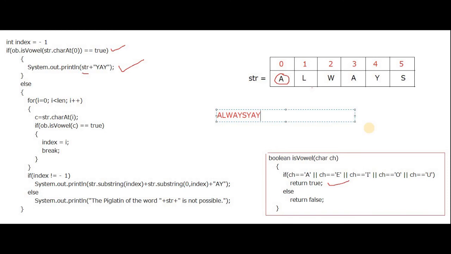So these are the two cases, but in both cases a vowel must be present. Remember, a vowel must be present either at the beginning or in the middle of the string. Only then is it possible to construct the Piglatin word. So we have seen both cases: in the case of "trouble" the Piglatin word has been constructed, and in the case of "always" also the Piglatin word is constructed.